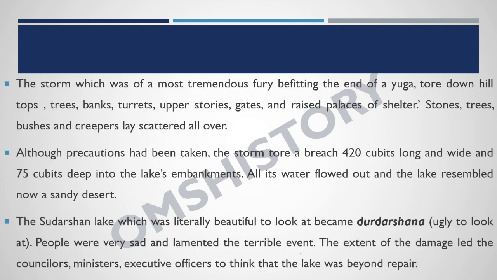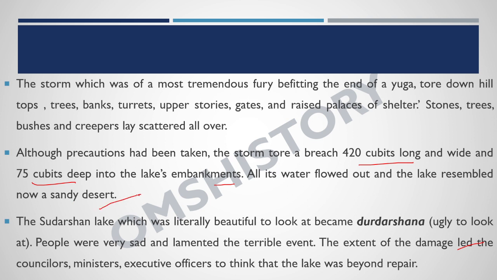Moving on, it mentions that the storm, which was of most tremendous fury befitting the end of a yuga, tore down hill tops, trees, bank turrets, upper stories, and gates, and razed palaces of shelter. Stones, trees, bushes, and creepers lay scattered all over. So it is mentioned that this storm was very fierce, and although precautions had been taken, the storm tore a breach 420 cubits long and wide and 75 cubits deep into the lake's embankment, and all its water flowed out, and the lake resembled a sandy desert.